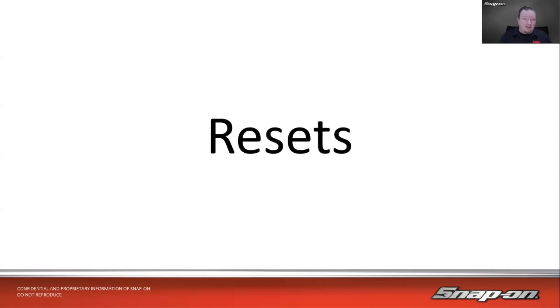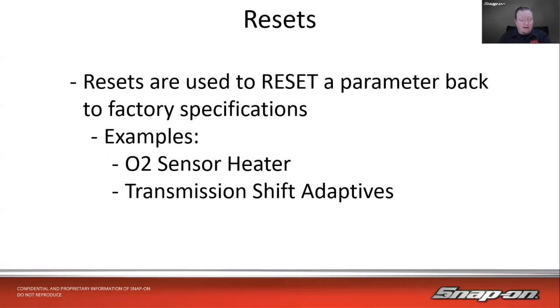So first one is resets. So how do we define what a reset is? So resets are used to reset a parameter back to factory specifications. So it's some sort of an adaptable, movable parameter that it needs to be reset back to factory when a new part is replaced, generally speaking.